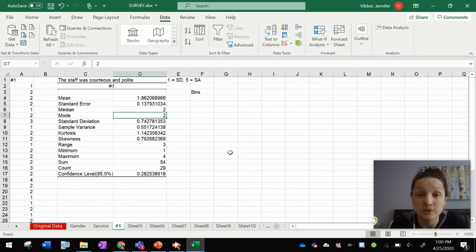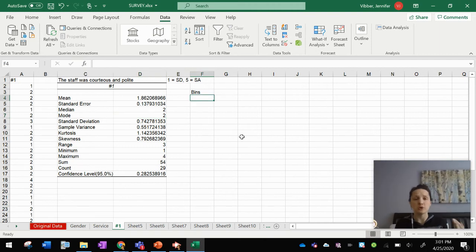And the mode is 2. So that means the most frequently occurring value was that people disagreed that the staff was courteous and polite. Never a good thing. So I just got a whole bunch of information. But I wonder if there were some people who thought the staff was courteous. That's where the histogram comes in. Now, I didn't type the bins ahead of time because I wanted to talk to you about that.